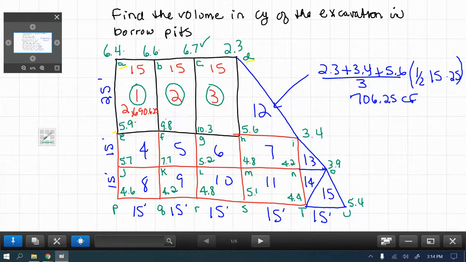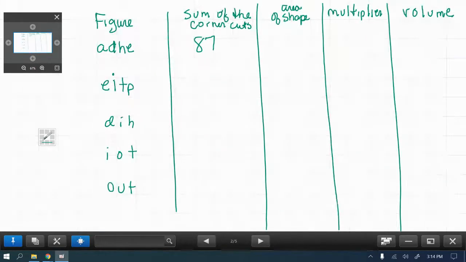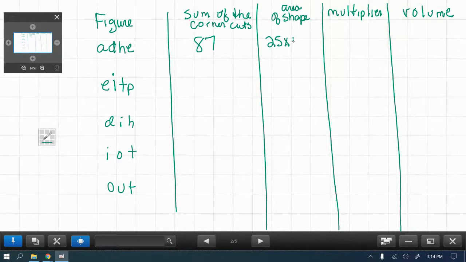25 by 15. So in the next column, I'm going to do area shape, 25 times 15. And the multiplier: if it's a square or rectangle, the multiplier is 1/4. If it's a triangle, it's 1/3. So now if I say 87 times, this should be 375.